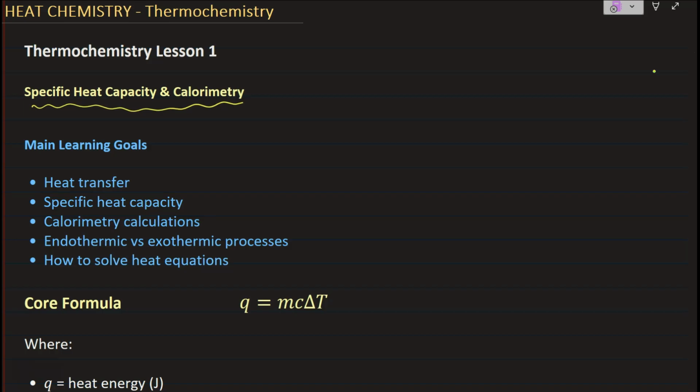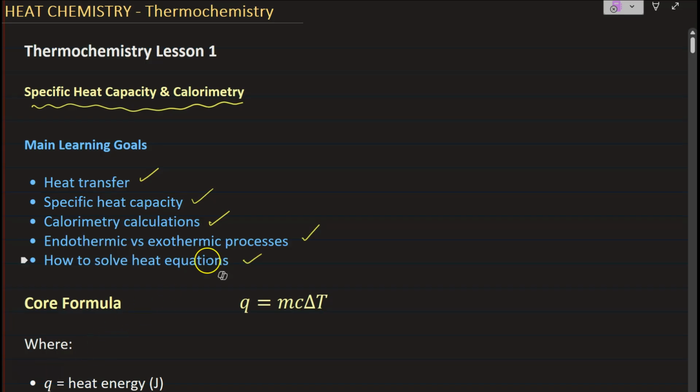The main learning goals here are heat transfer, what that is, specific heat capacity, what that is, then the definition of it, and calorimetry calculations. The calorimetry calculation just talks about the amount of heat that is being given off or received. Then endothermic versus exothermic processes, and how to solve the heat equation.